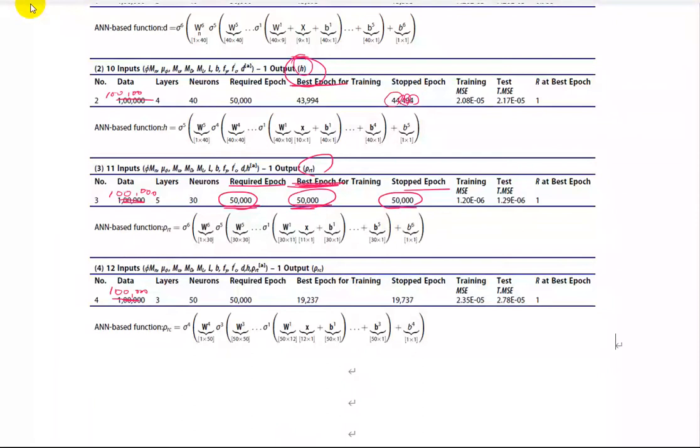So in this case, you want to go more than 50,000 to verify that you have the best epoch. But in this case, we didn't do that, because the training mean squared errors and test mean squared errors are small enough to get good designs, because this is -6, whereas you have -5. So this is very nice, very good training results compared to this one where you're training output edge.